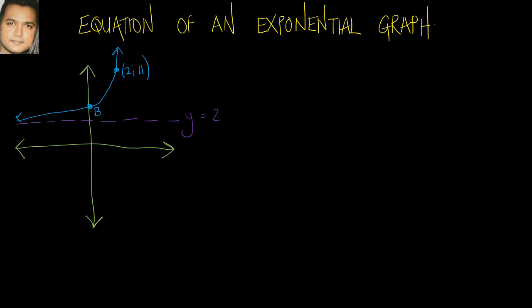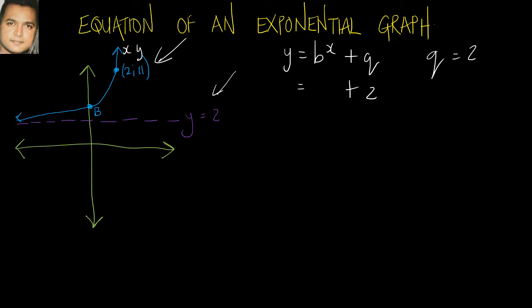Okay, so what's been given to us here is an asymptote. We can see that. And we can see a coordinate given to us. So we know that there is a shift taking place. So by looking at this y is equal to 2, we know that our q value will be 2, right? So let's use the formula. y is equal to b to the power x plus q. Now we see q given to us, which is plus 2, right? By looking at this, I can see that the coordinate is given to us. So we have an x value, we have a y value. So let's substitute in there. So the y is 11 and the x is 2.